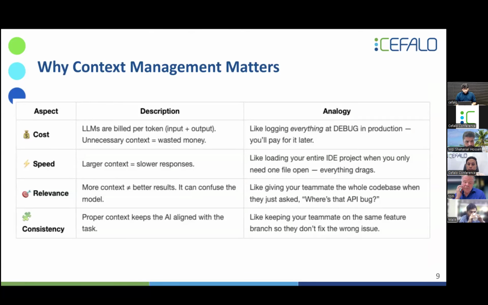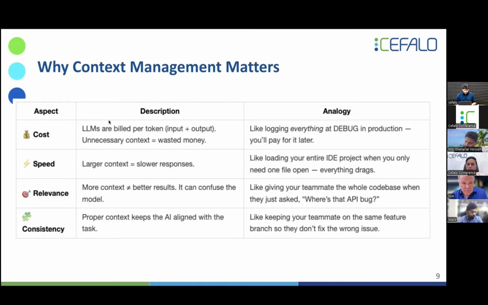So now we see how context actually grows with more interaction that we have with the LLM. We must consider how we can manage the context and why it actually matters. As we've seen, the more interaction we have with the LLM, the longer the context window gets, and it's going to increase cost. LLMs are actually billed per token.